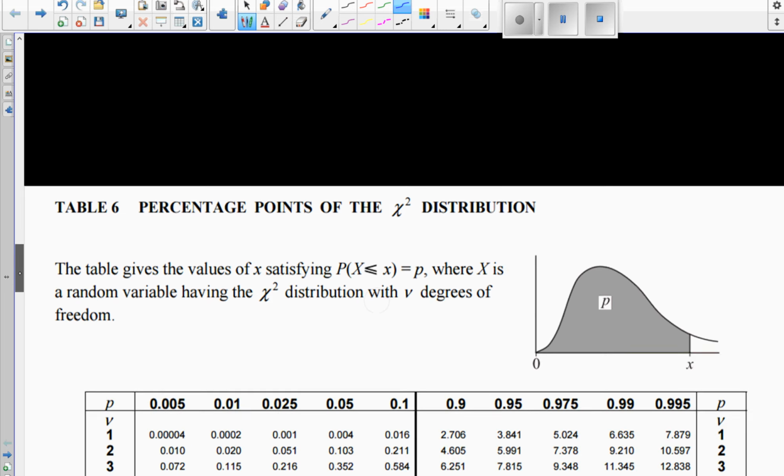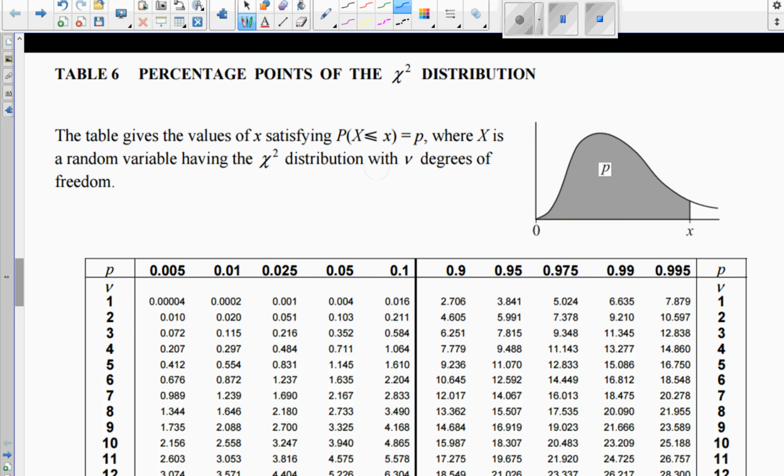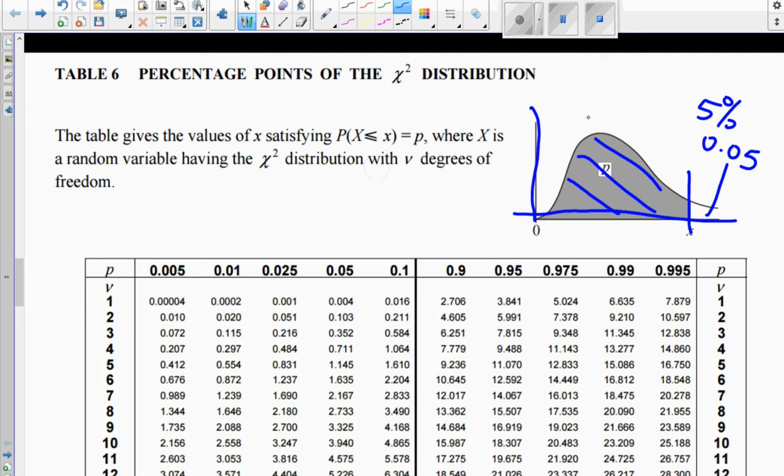So if we now have a quick look in the tables, on page 27 of the tables, table 6 gives us the chi-squared. Now it's important to look at the shape here because we've got to decide what probability we're going to pick. As you can see from the diagram, they're giving us the area there as being the figure. We've been told in our question that we've got 5%. So that end is going to be 0.05. So this area here is going to be 0.95. So we're now interested in the 0.95 column.